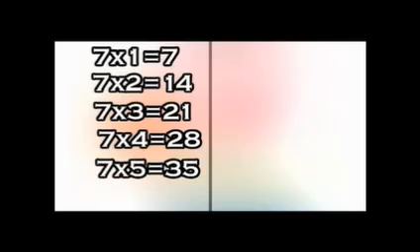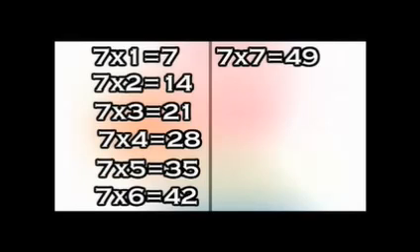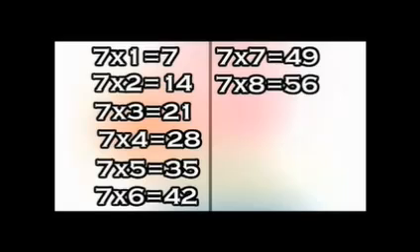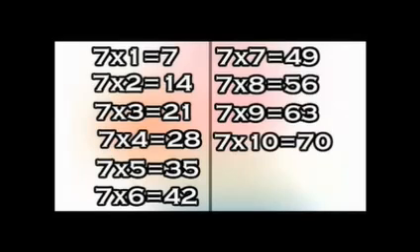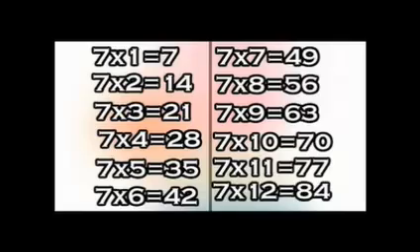Seven ones are 7, 7 twos are 14, 7 threes are 21, and 7 fours are 28, 7 fives are 35, 7 sixes are 42, 7 sevens are 49, and 7 eights are 56, 7 nines are 63, 7 tens are 70, 7 elevens are 77, 7 twelves are 84.